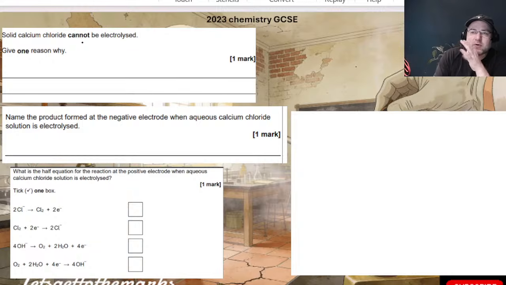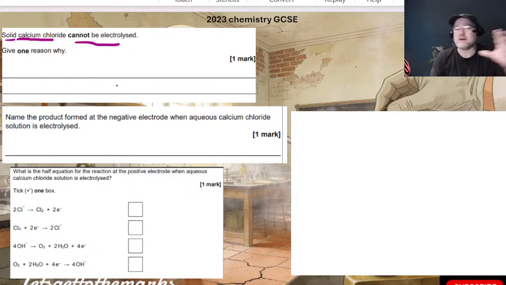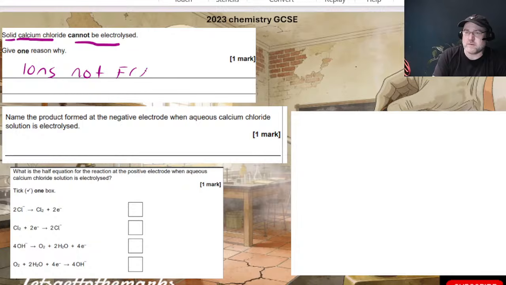So solid calcium chloride cannot be electrolyzed. Why is it that solid calcium chloride cannot be electrolyzed? Standard answer. For those of you that hate electrolysis, you can get a mark here. Nice, good. Ions, somebody's put it in the chat. Ions not free to move. Good, lovely. They can't carry charge, not free to move.